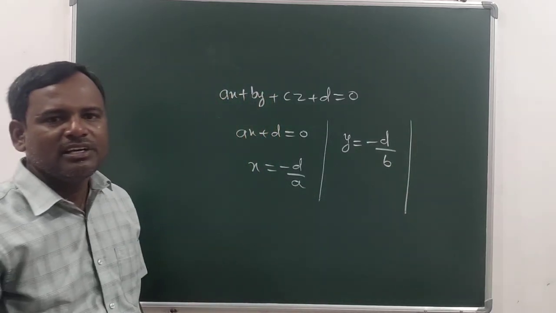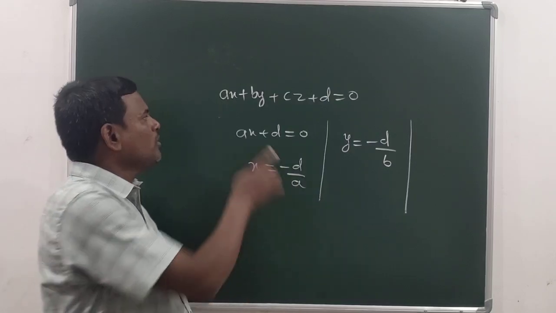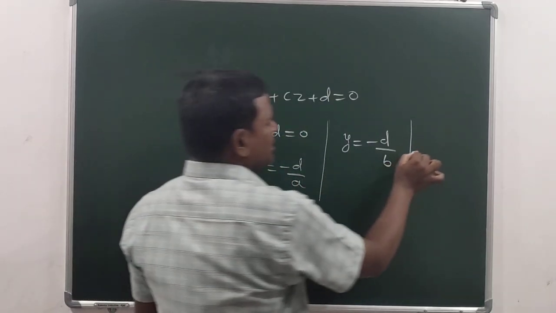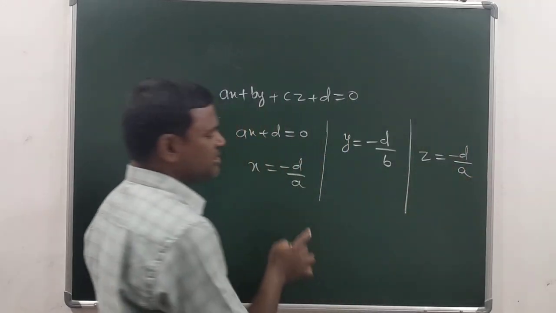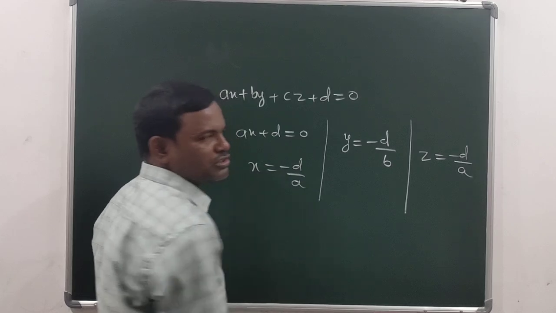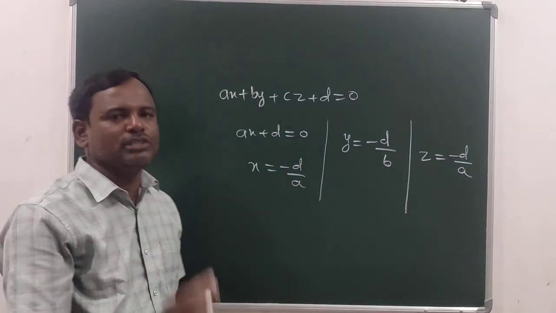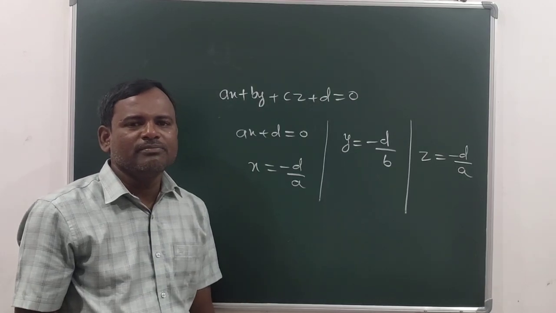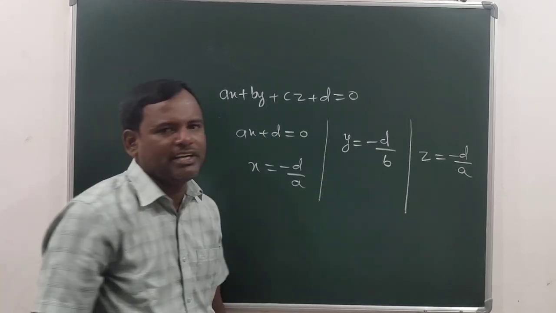Suppose you want the z-intercept made by the plane, what do you have to do? You have to put x equal to 0, y equal to 0, so that you will get z is equal to minus d by c units. Units you have to say, because intercept means some distance from the origin to the plane. So these are the intercepts made by the plane: x-intercept, y-intercept, z-intercept.